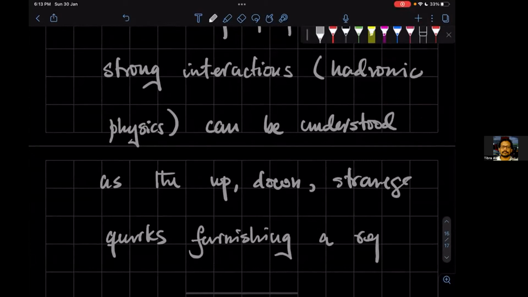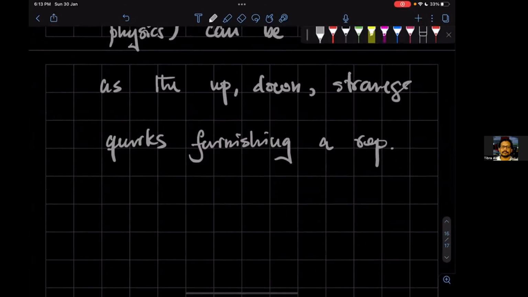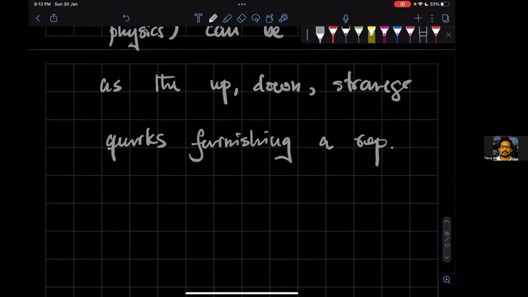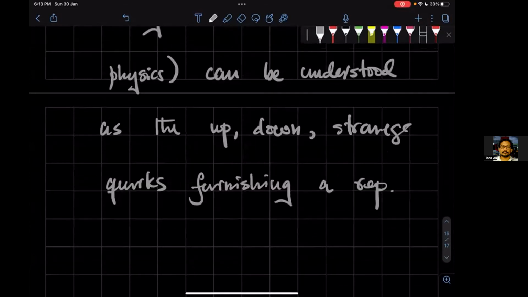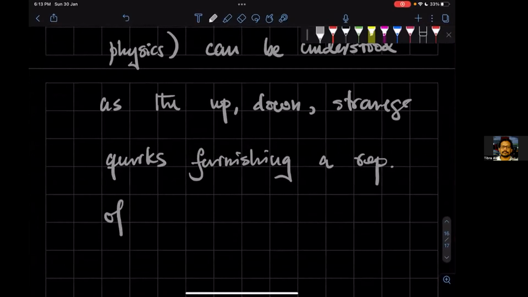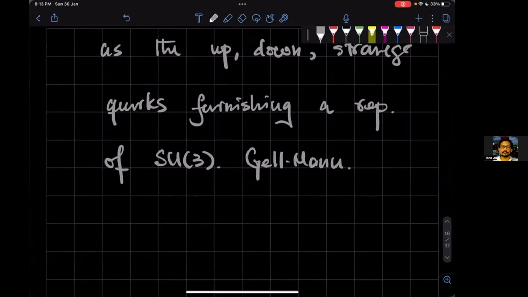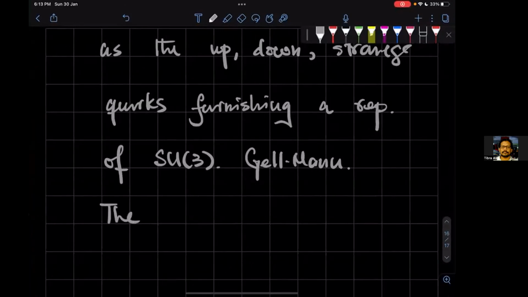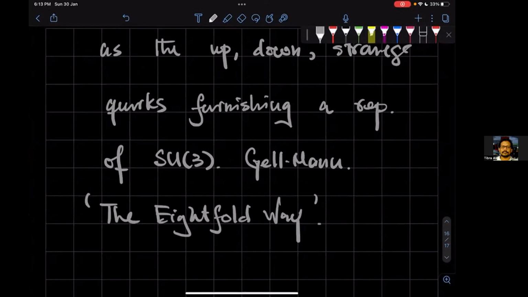a representation. Often I will use the shorthand rep for representation. It's kind of common in this business. So they form a representation of a group called SU3. And this was discovered by Murray Gell-Mann in his famous paper called the Eightfold Way. And he was able to even predict a new particle which was later found. So that's application 2, particle physics.